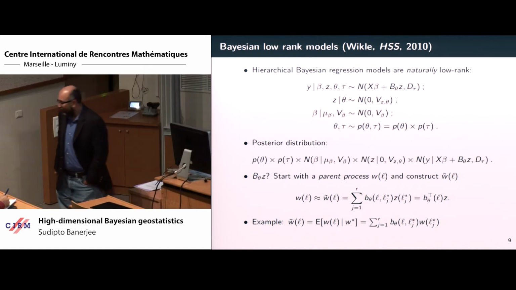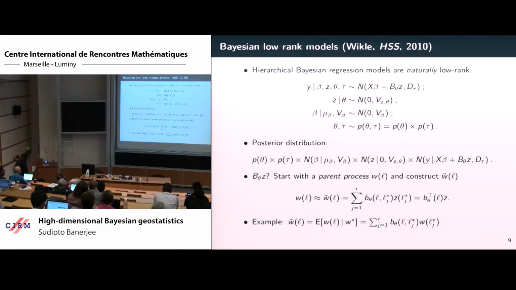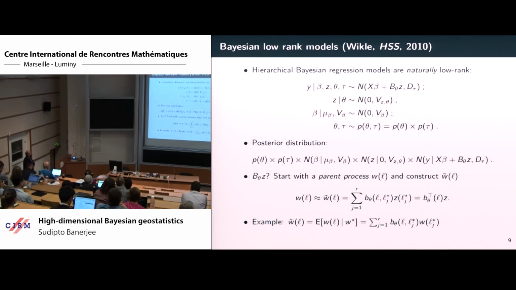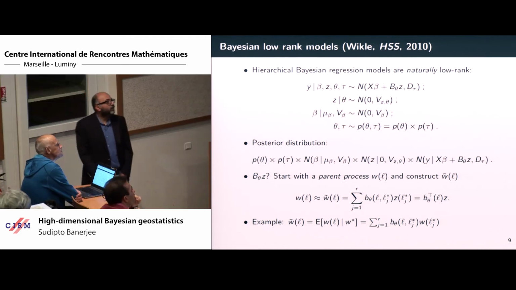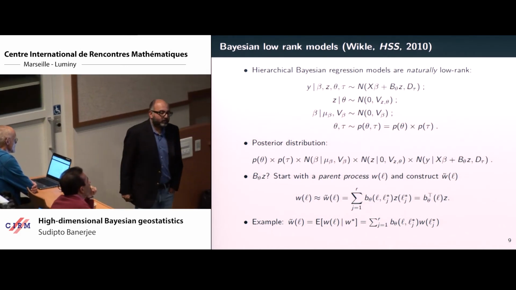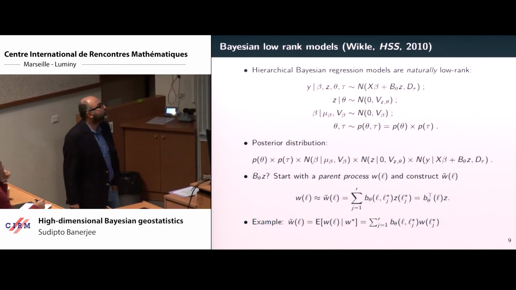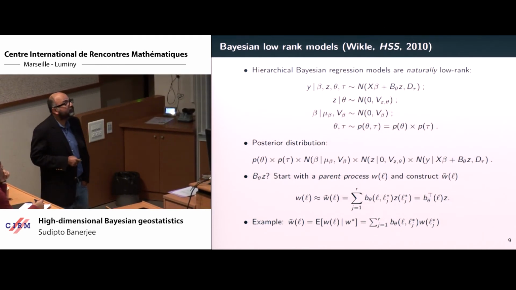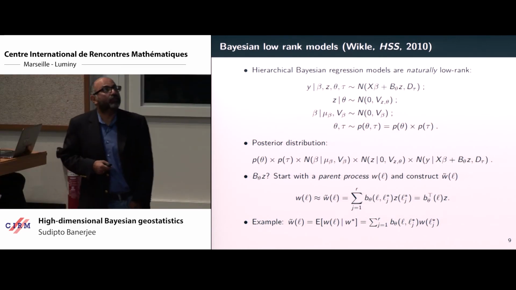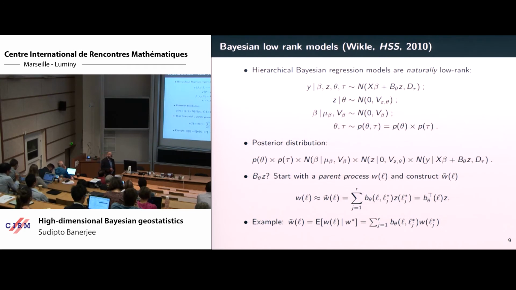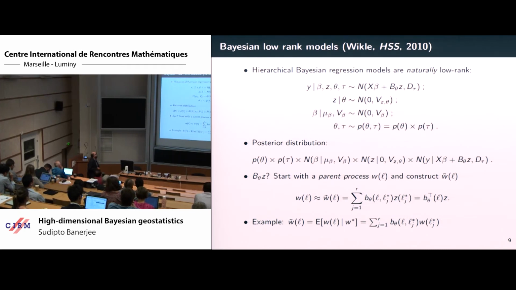All right, so perhaps the most ubiquitous approach to solving the massive data problems in spatial statistics are these low-rank models. And I think these have obviously attracted the maximum amount of attention, and there's good reason for that. There's, by the way, an excellent review article by Chris Wikle in the Handbook of Spatial Statistics in 2010 on Bayesian low-rank models. There's been a lot of people who have worked in this domain.